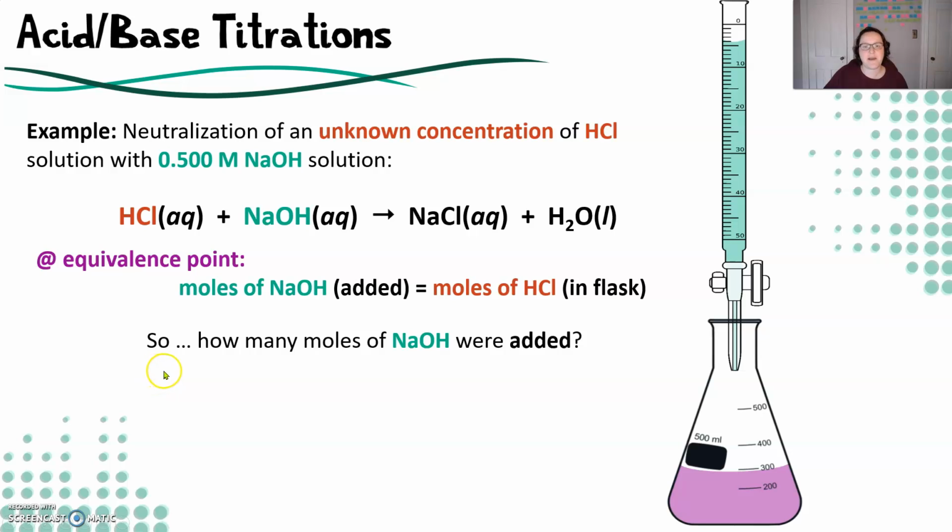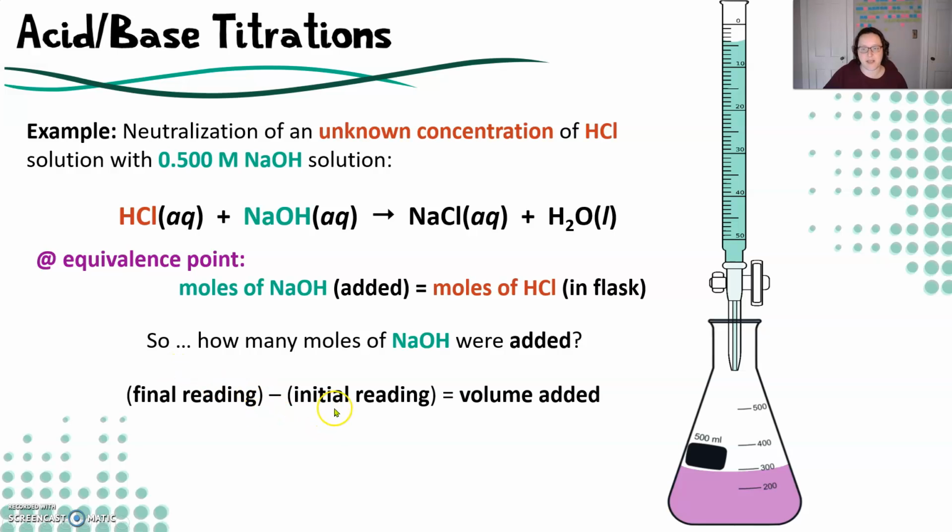This can be determined by subtracting the initial reading on the burette from the final reading on the burette. The titrant solution started at 0.00 milliliters, and to reach the equivalence point, it was drained to 4.00 milliliters.